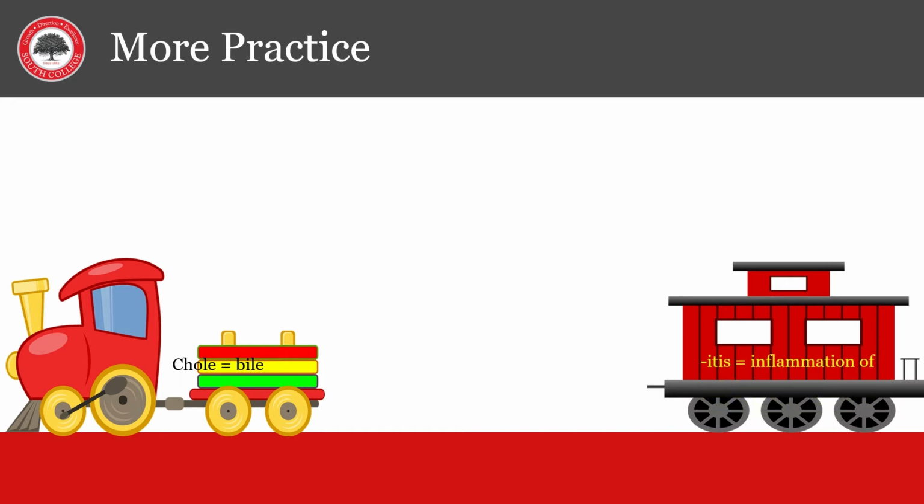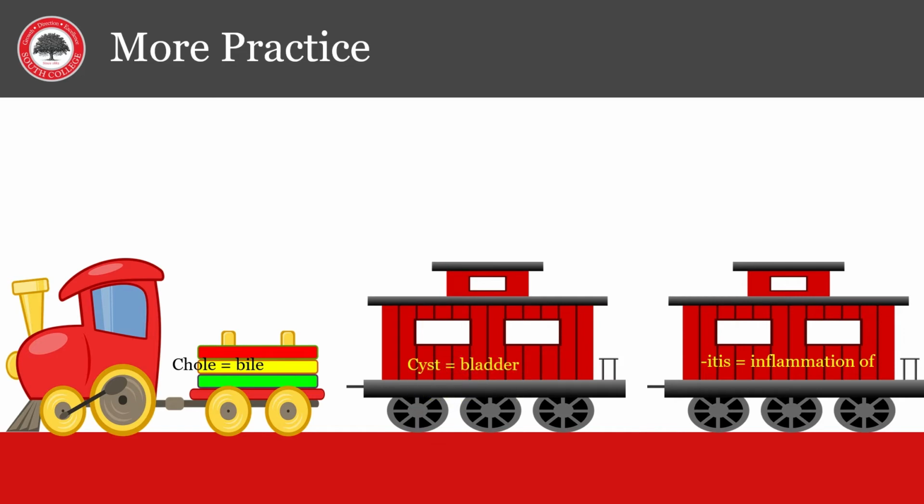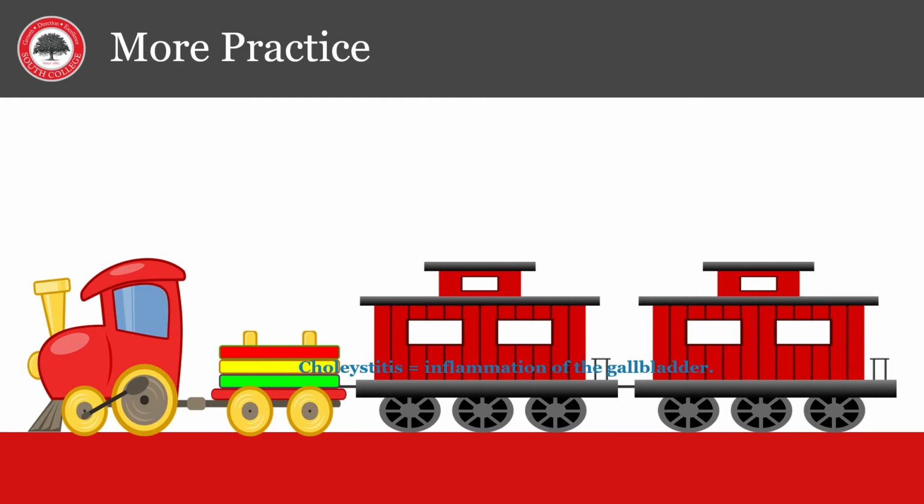Itis is our suffix. This time, cyst is our root. Prefix, suffix, and root. What will be the resulting word here, do you think? Now we have cholecystitis, or inflammation of the gallbladder.